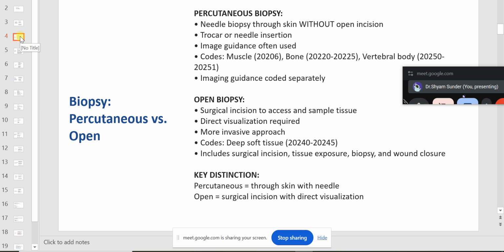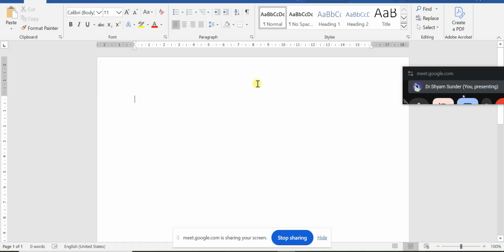Biopsies, very important procedures. Biopsies can be of two types: percutaneous or open. Percutaneous means closed procedures. The surgeon will be using only a needle, not the knife. If the surgeon is using the knife, then that is an open procedure. So percutaneous biopsy is like a needle biopsy through the skin without an open incision. So let us see how we'll find the codes.